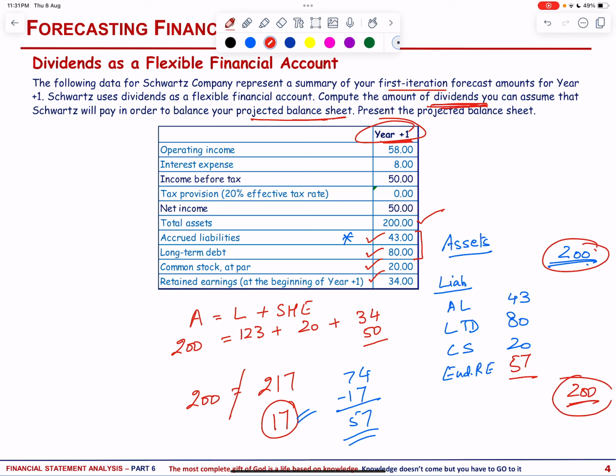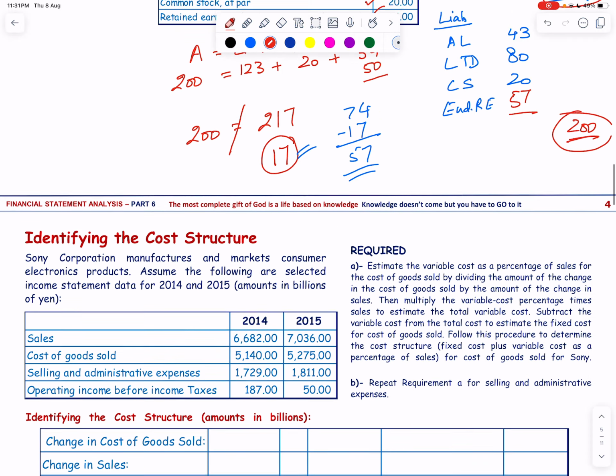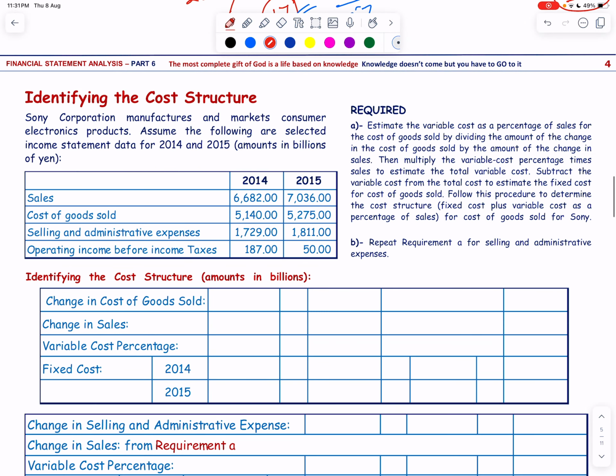Next, let us see how to identify the cost structure. Sony Corporation manufactures and markets consumer electronic products. Assume the following are selected income statement data for the years 2014 and 2015, and we are required to estimate the variable cost as a percentage of sales for the cost of goods sold by dividing the amount of the change in the cost of goods sold by the amount of the change in sales. Then we will multiply the variable cost percentage times sales to estimate the total variable cost.